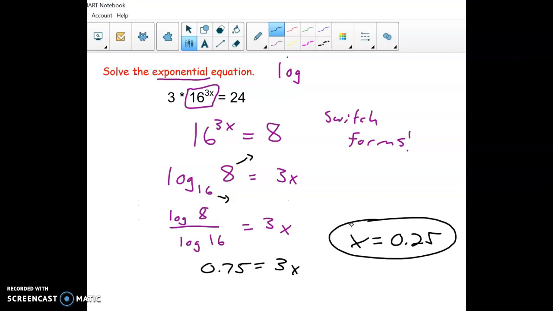And as always, if you're not sure on these, you can always plug it back in. You could type all this in the calculator with x of 0.25 and see if it actually comes out to 24. It's a good thing if you're not sure.